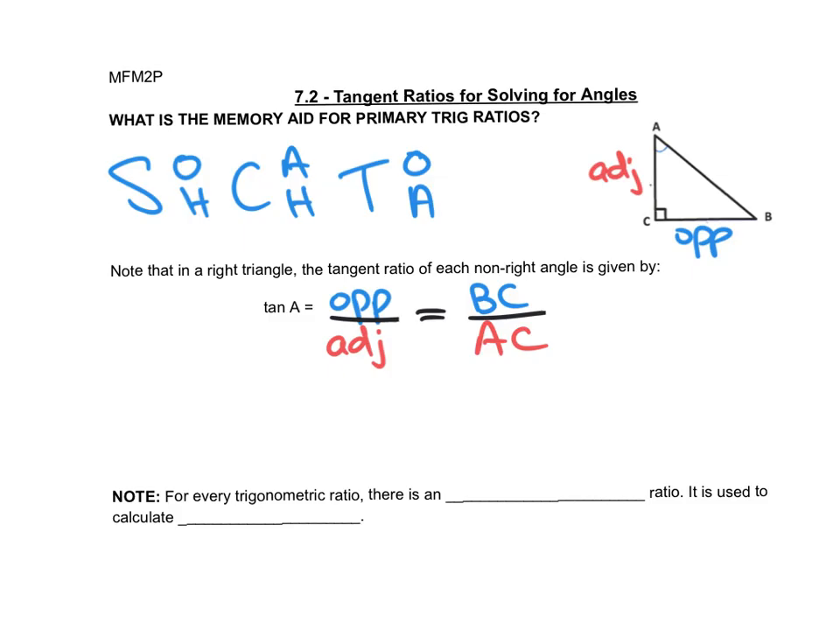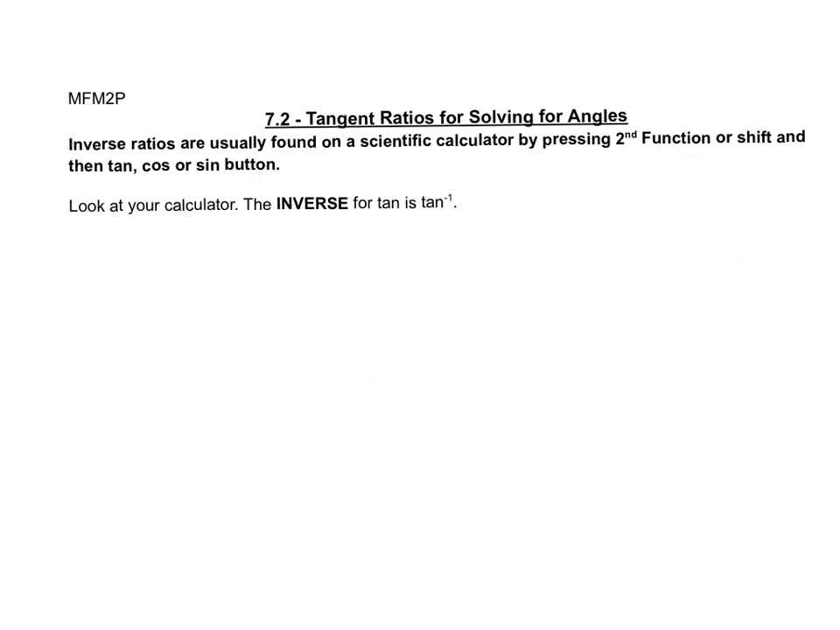So note, for every trigonometric ratio, there is also what's called an inverse ratio. And it is these inverse ratios that we use to calculate the angle. So first, we will investigate our calculators. If you can grab your calculator, there is a second function button at the top left usually. And then you'll notice above your sine, cos, and tan buttons there is a little sine to the -1, cos to the -1, and tan to the -1.